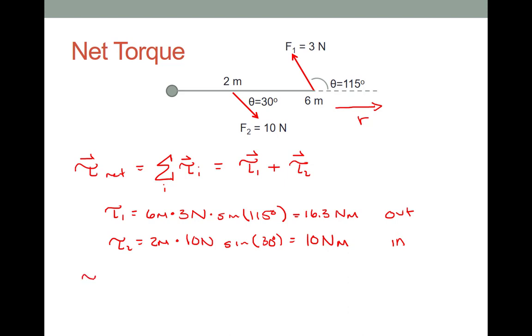Therefore, when I find the net torque, I want to subtract. And I'm going to choose to let an outward torque be positive. So this will be 16.3 newton meters minus 10 newton meters, or 6.3 newton meters directed outward.